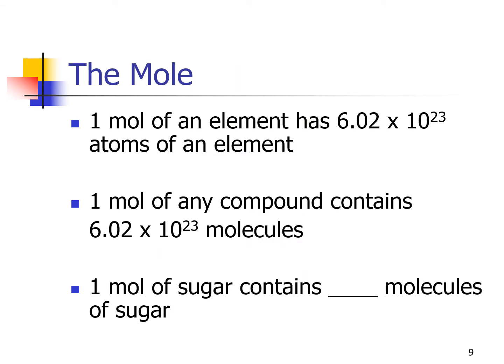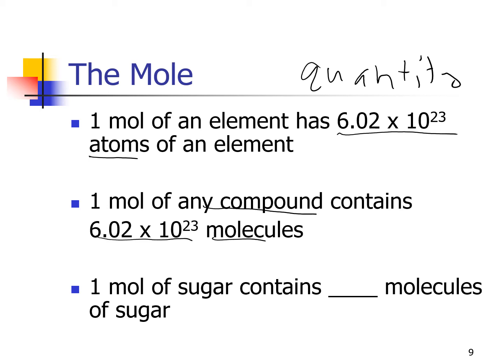The mole is a definition for quantity. 1 mole of an element has 6.02 times 10 to the 23rd atoms of that specific element. 1 mole of any compound contains 6.02 times 10 to the 23rd molecules of that compound. Now, sugar is a compound, and compounds are comprised of molecules. So 1 mole of sugar contains 6.02 times 10 to the 23rd molecules of sugar.